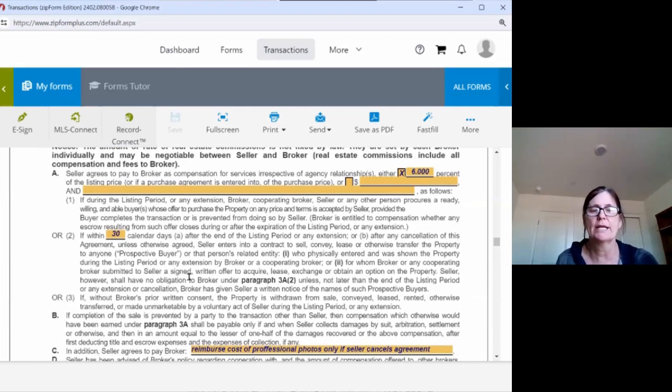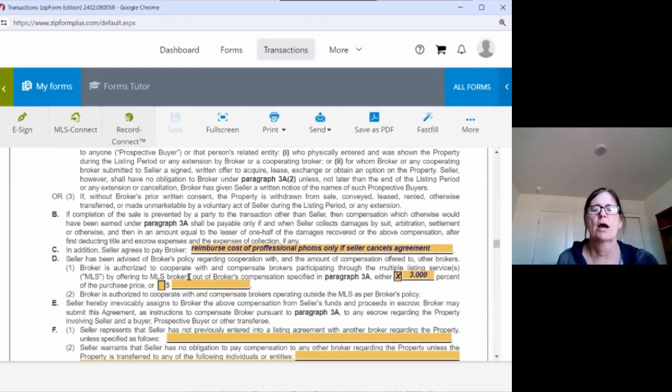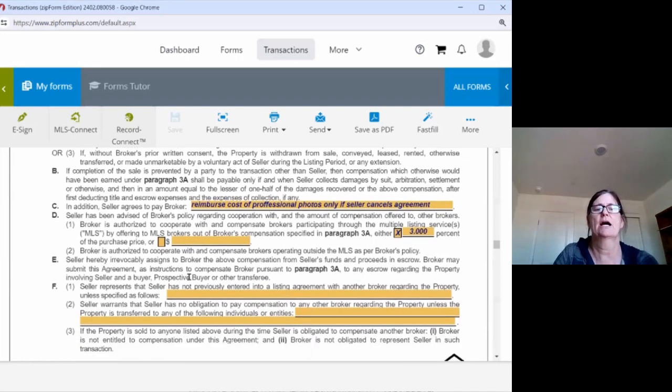I do have something right here. And so what I have here is on number C, in addition, seller agrees to pay broker. And so I always write in reimburse cost of professional photos only if seller cancels agreement. So when I take a listing, I pay for the professional photos up front. And I figure that's the cost of having a listing, right? But if the seller changes their mind, not if it's overpriced and we don't sell it in 6 months, but if they change their mind, they are agreeing here to reimburse me for that cost. And I've used that one time.